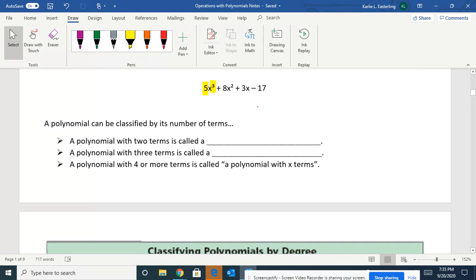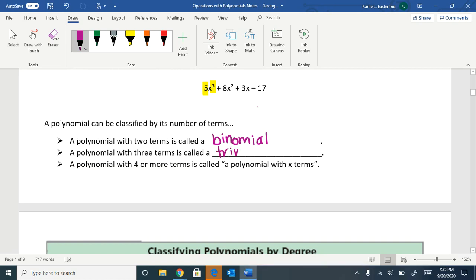A polynomial can be classified by its number of terms. So a polynomial with 2 terms is called a binomial. And a polynomial with 3 terms is called a trinomial. And a polynomial with 4 or more terms is called a polynomial with x terms. If it was 4 terms, it'd be a polynomial with 4 terms. If it had 5 terms, it'd be a polynomial with 5 terms.